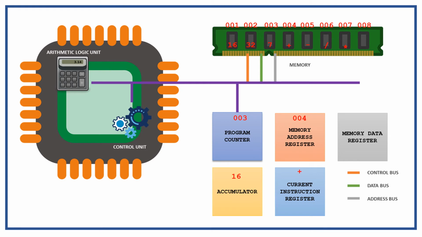The data value 16 that was fetched from the previous cycle is moved from the memory data register and stored into the accumulator.